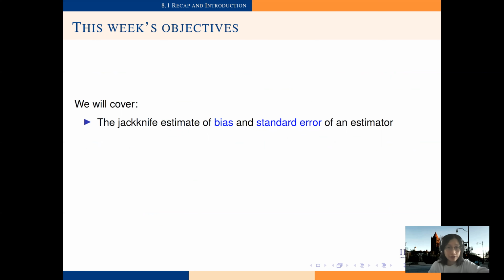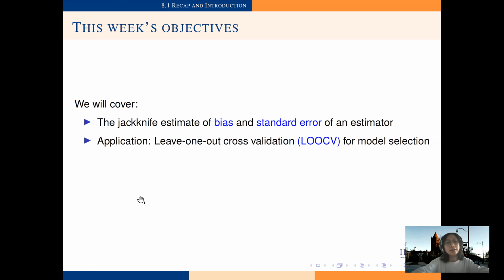In this week's lectures, we will cover the jackknife estimators for bias and standard error of an estimator. In addition, we will talk about an application of jackknife, which is the leave one out cross-validation for model selection or variable selection. This is also known as LOOCV. If you're familiar with the machine learning or the statistical learning literature, then this is one of the methods that is very commonly used for model and parameter and variable selection.